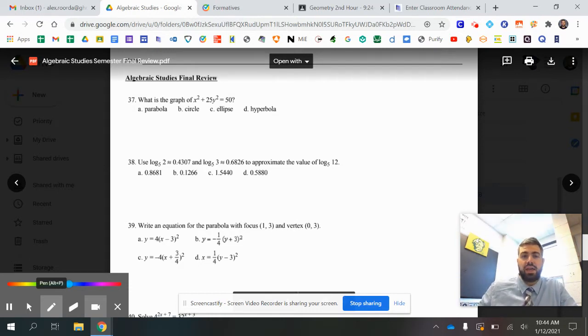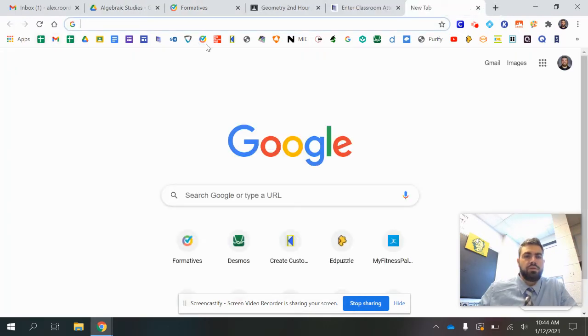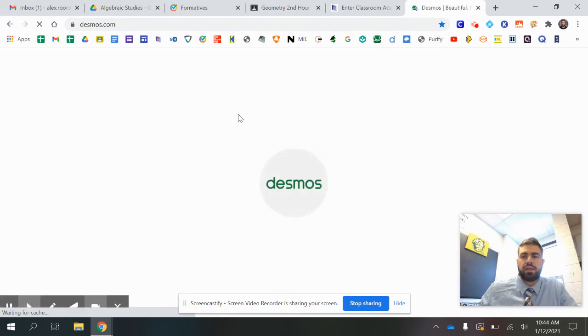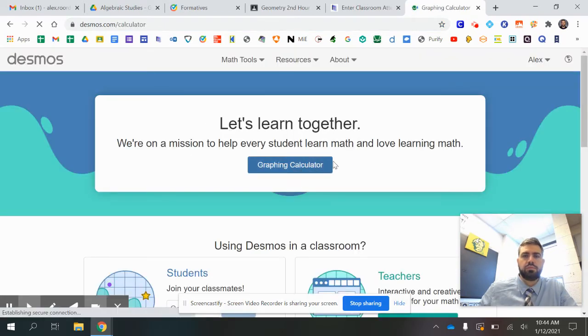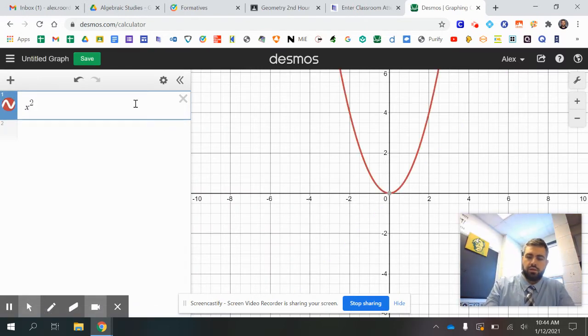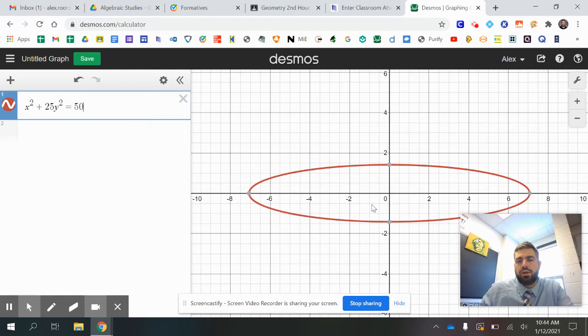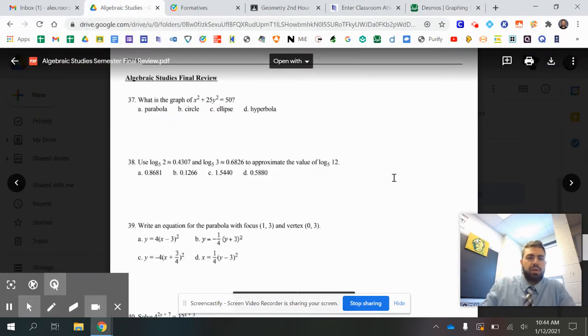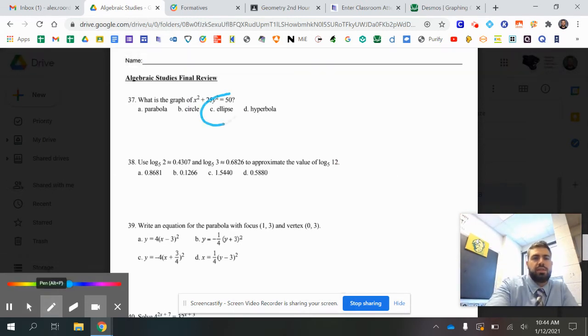So let's do that, and we can just see what it is, right? So we go here, and we go to decimals. Okay, and it was x squared plus 25y squared equals 50. Okay, and we look at that, that's clearly not a circle. That one would be an ellipse, right? We also know since there's a plus sign, it would be an ellipse as well. So the correct answer to that one would be C, an ellipse.